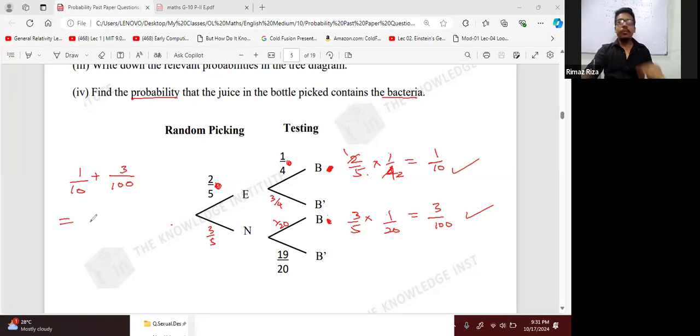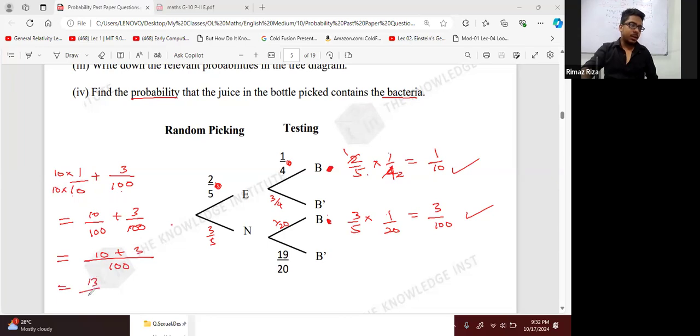If you want to add two fractions, the denominators have to be the same. If the denominators are not the same, we can equate them by finding the LCM and turning them into equivalent fractions. Here the LCM of 10 and 100 is 100. So now you can write the equivalent fraction by multiplying the denominator by 10 and the numerator also by 10. Then we get 10 over 100 plus 3 over 100. Now you can see the denominators are equal, so you can take the common denominator 100 and add 10 plus 3. Therefore, the answer is 13 over 100. So the probability that the juice in the bottle picked contains the bacteria is 13 over 100.